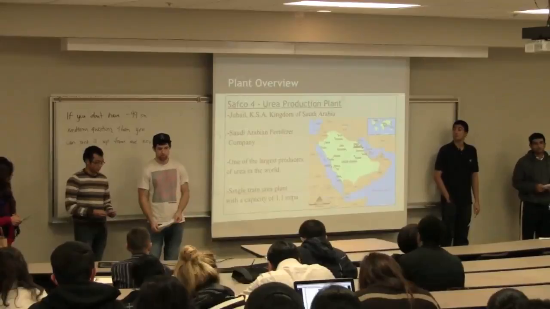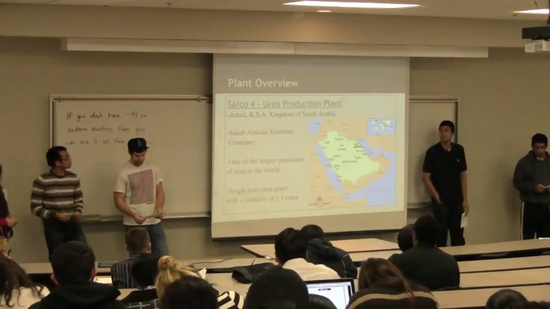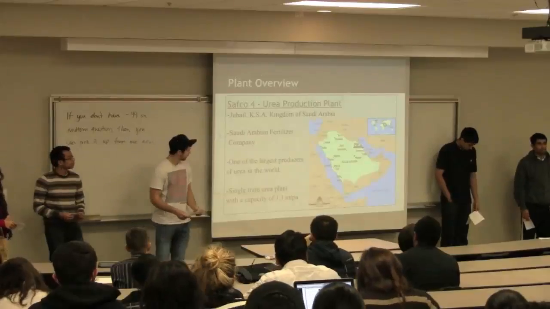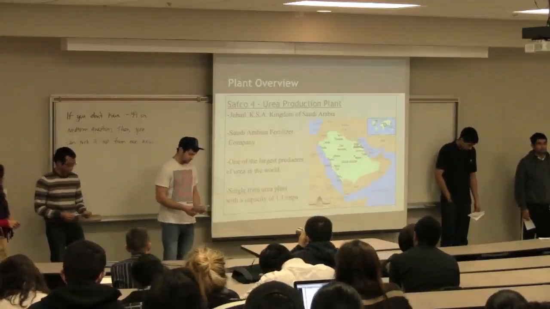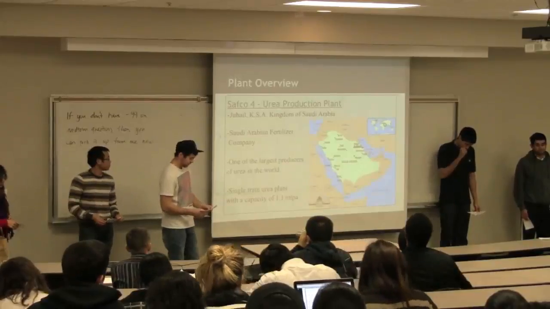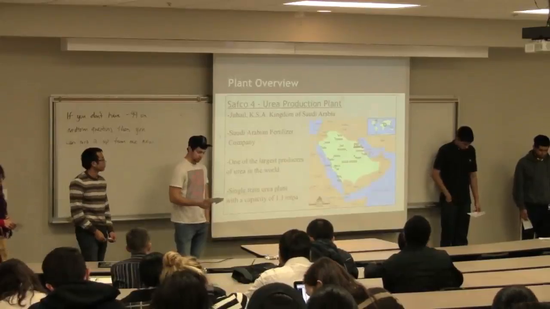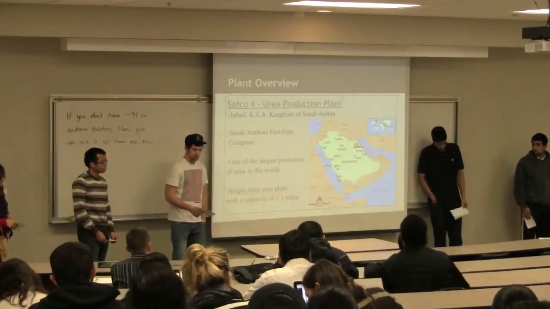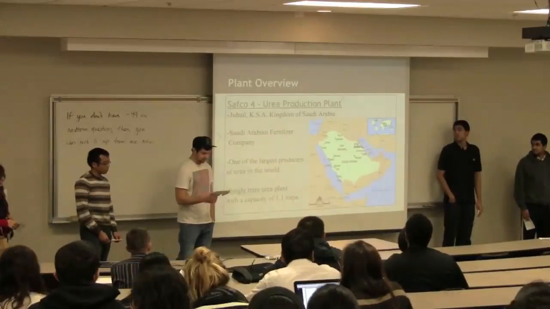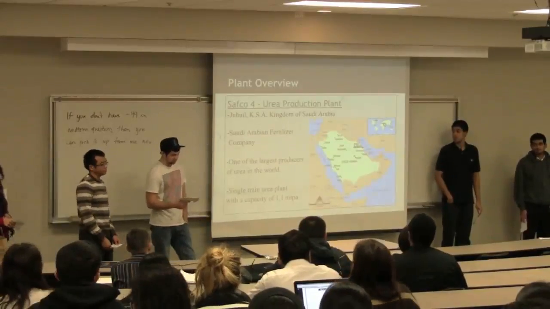Safco was worth $22 million in 1965, and now Safco 4 alone is worth $555 million. Annual production capacity is over 1.1 million tons of urea, and 13% of the production is consumed in their local market, while the rest is exported to the international market. Because of Safco's efficient urea plant, it has been a big help in the agricultural development of Saudi Arabia.